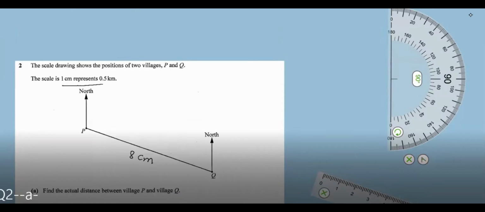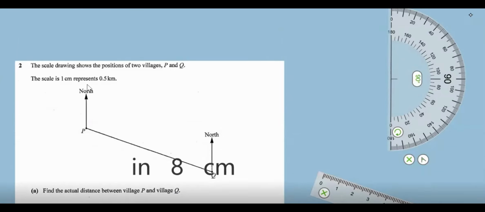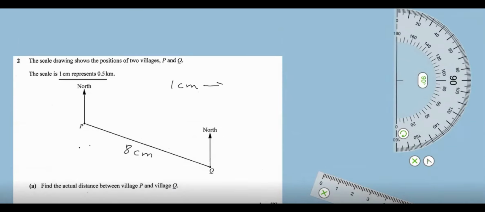And look here, the scale is 1 centimeter represents 0.5 kilometer. We write 1 centimeter equal to 0.5 kilometer. And we will convert 8 centimeter into kilometer. Therefore, 8 centimeter will be equal to 8 times 0.5 kilometer. And this value will be equal to 4 kilometer. Therefore, the actual distance will be 4 kilometer. And this is the answer.